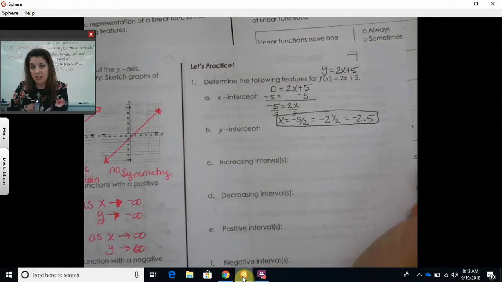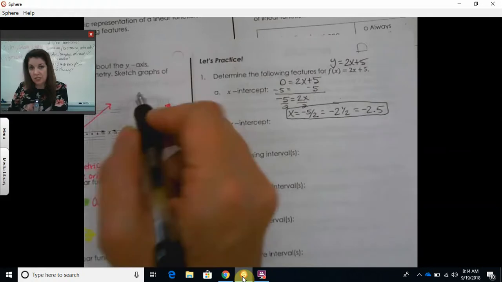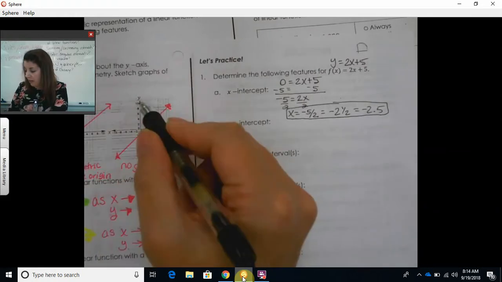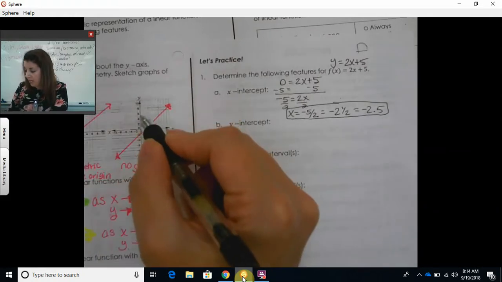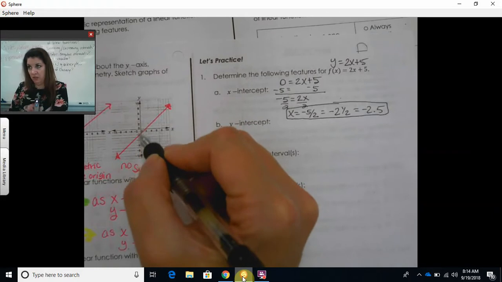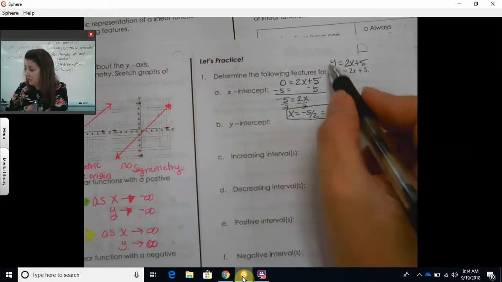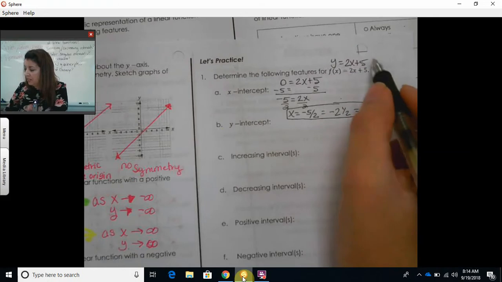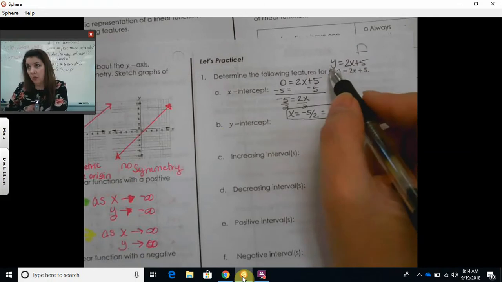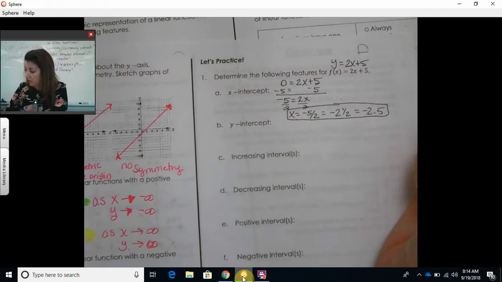So the y-intercept is where your line is going to intersect the y-axis. And if you look at any graph, any ordered pair on the y-axis has an x value of 0. So if you want to know the y-intercept, take your equation and find when x is 0, what is y? That'll be your y-intercept. We did that on last night's homework as well.